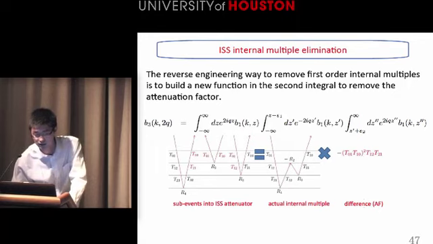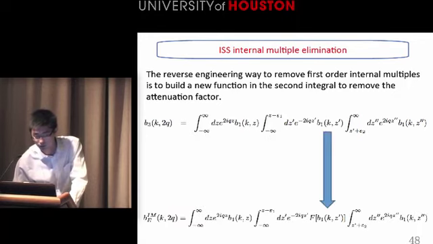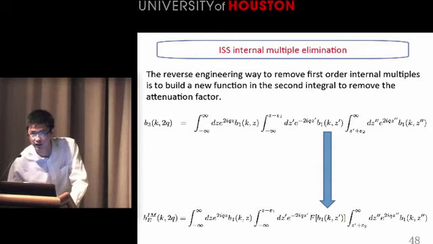So the basic idea is we want to change the middle integral of the internal multiple attenuation algorithm and make it a new function f. This function is still in terms of the data, but it will remove the attenuation factor and make the algorithm an elimination algorithm.